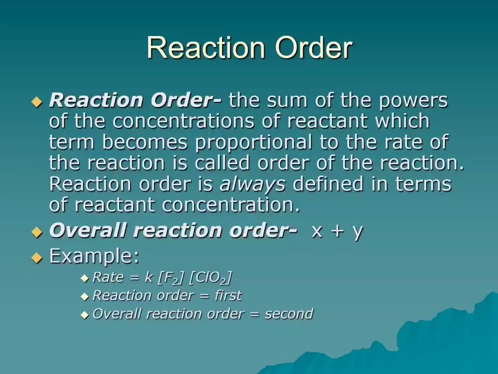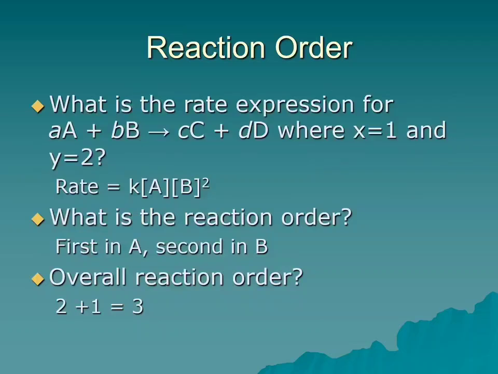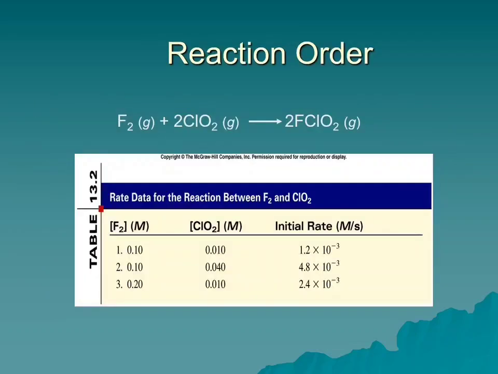Another thing is reaction order. The order of a reaction is defined as the sum of the exponents to which the concentration terms are raised in the rate equation, or we can say in the rate law of the reaction. So now an example: what is the rate expression for aA plus bB gives rise to cC plus dD, where x is 1 and y is 2? Overall, you can see the reaction order will be 2 plus 1 equals 3.